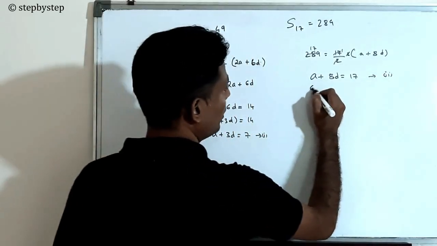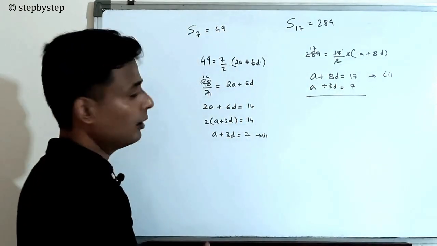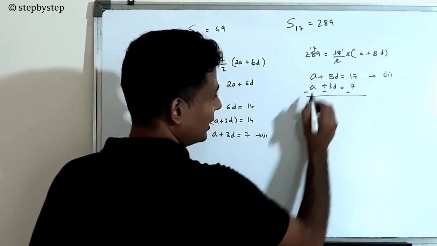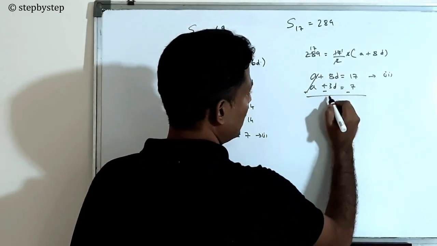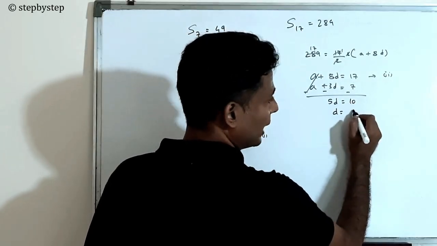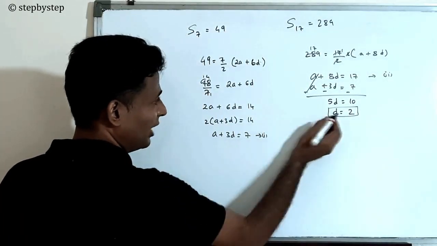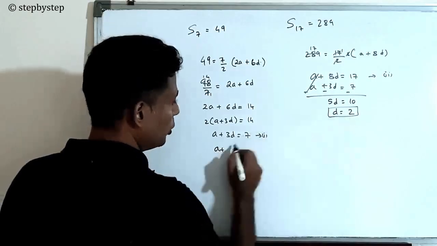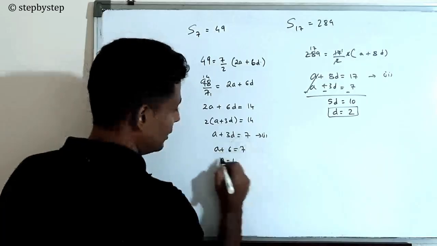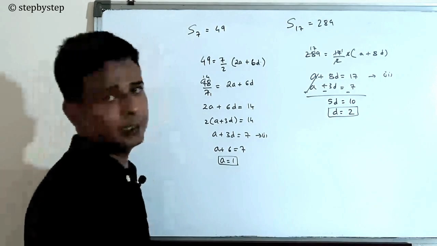Then from 1 and 2, A plus 3D equal to 7. Now using the elimination method, I'll cancel A. So subtracting both, signs will change here. A minus A, 0, 8 minus 3, 5D, 17 minus 7, 10. So D is equal to 10 by 5, that is 2. Now using this equation, I know the value of D, A plus 3 into 2, 6 equal to 7. So A equal to 7 minus 6, so A equal to 1. So we found A and D.